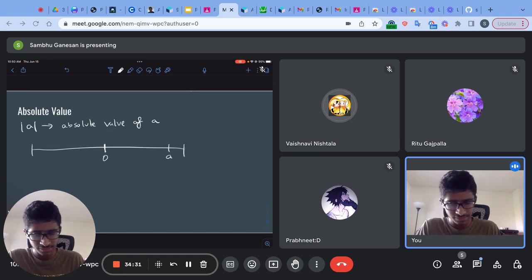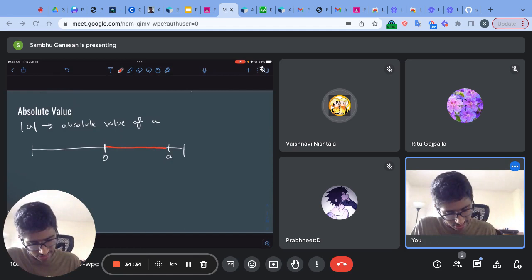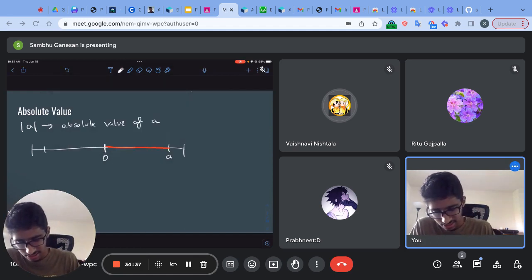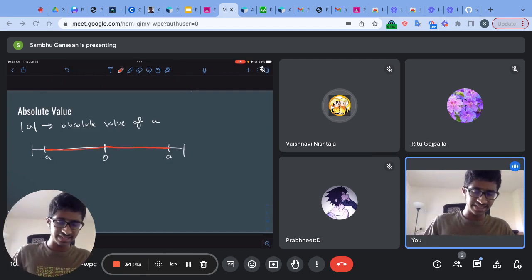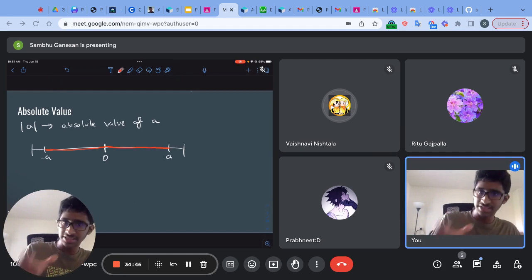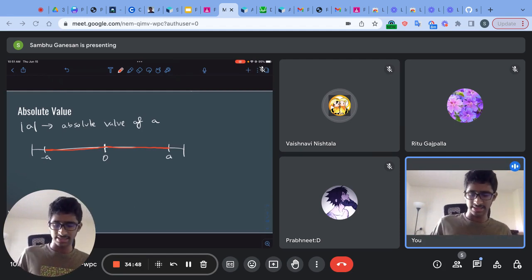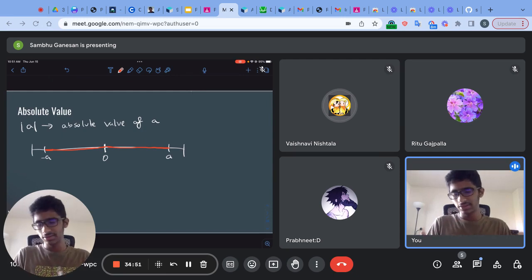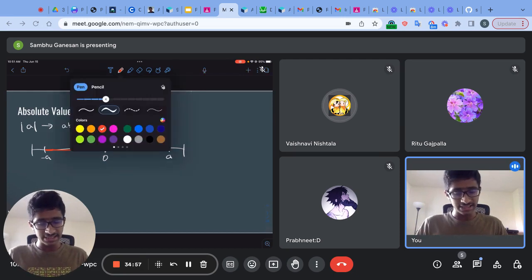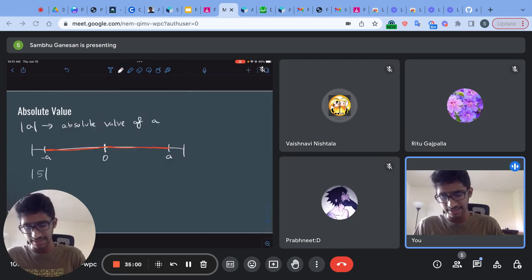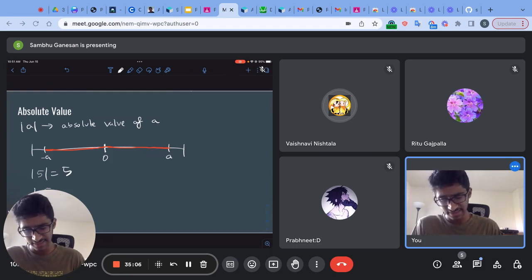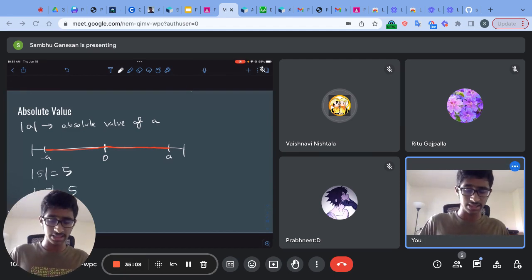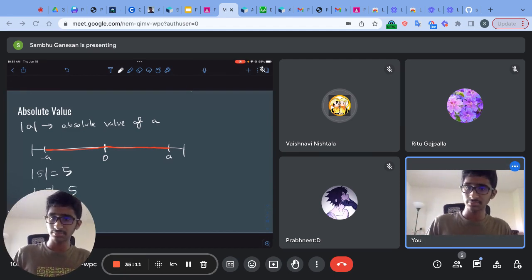So take a point A. Absolute value looks at this distance. Take a point negative A, absolute value looks at this distance. So this is exactly why absolute value is never negative, because it's always looking at the distance from 0 on the number line. So this is always non-negative. You can never have a negative number. That said, in notation form, the absolute value of 5 equals 5, because the distance between 0 and 5 is 5, and the absolute value of negative 5 is nothing but 5, because the distance between 0 and negative 5 is also 5, right?